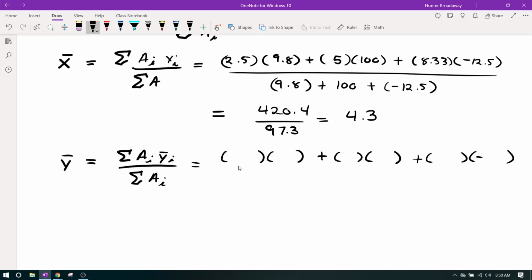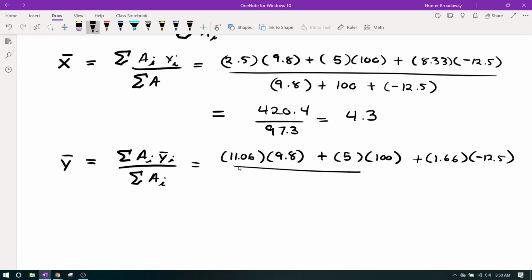So your areas are still the same. It's still going to be negative 12.5. The other area is going to be 100, and the semicircle is still going to be 9.8. But our y bars are what we have to worry about now. So the y bar of A is 11.06. The y bar of B is 5. And the y bar of C is 1.66.